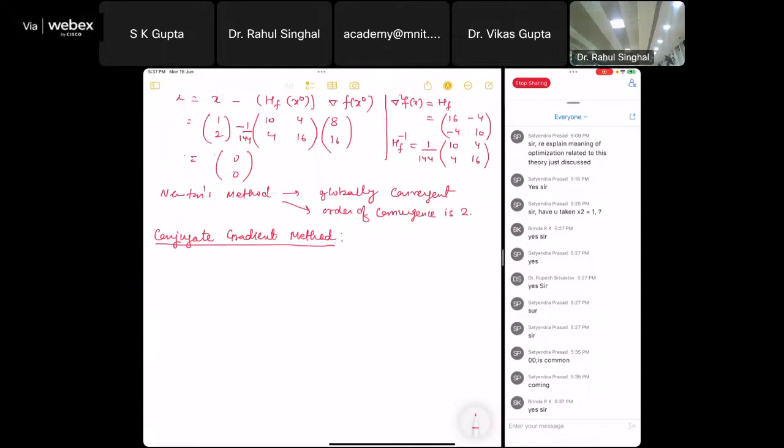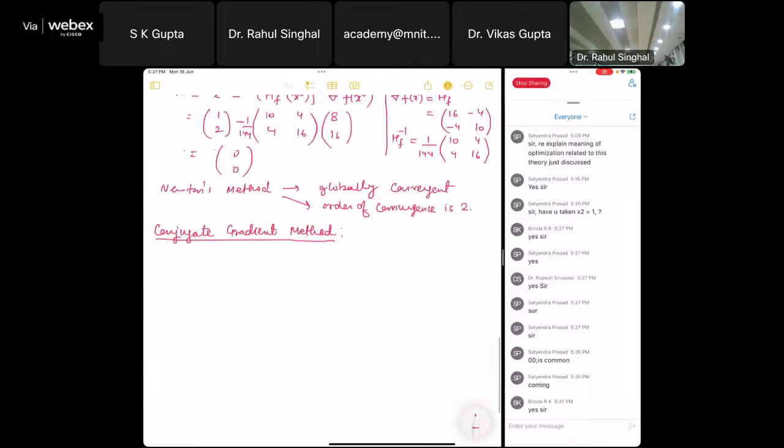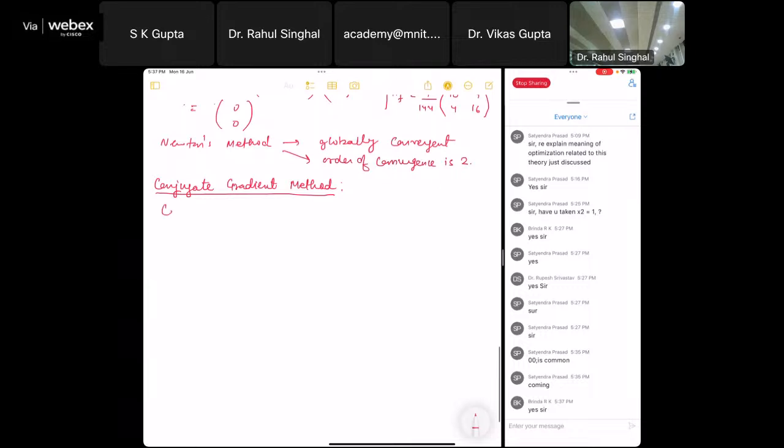So what is the conjugate gradient method? The conjugate gradient method is basically a technique, something similar to the steepest descent method, but here the direction is not always the negative of the gradient of f. In fact, it is the conjugate gradient direction. What is a conjugate gradient direction? So first of all, we have to define conjugate directions.